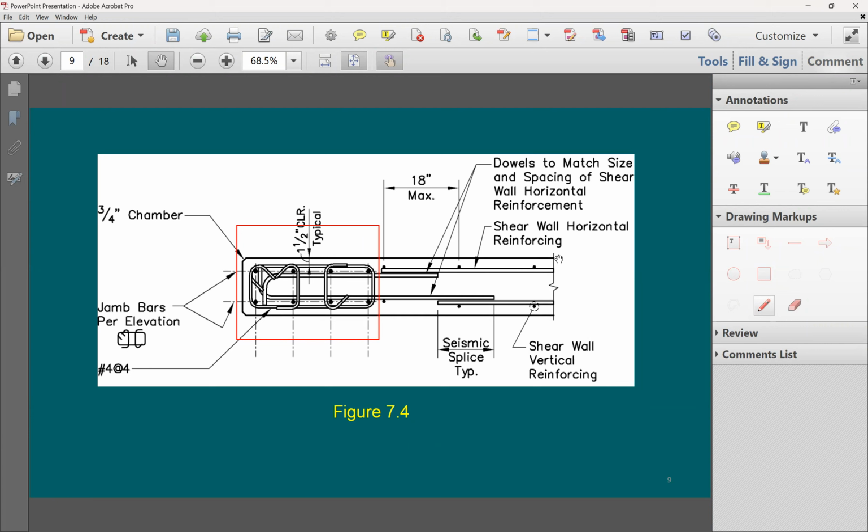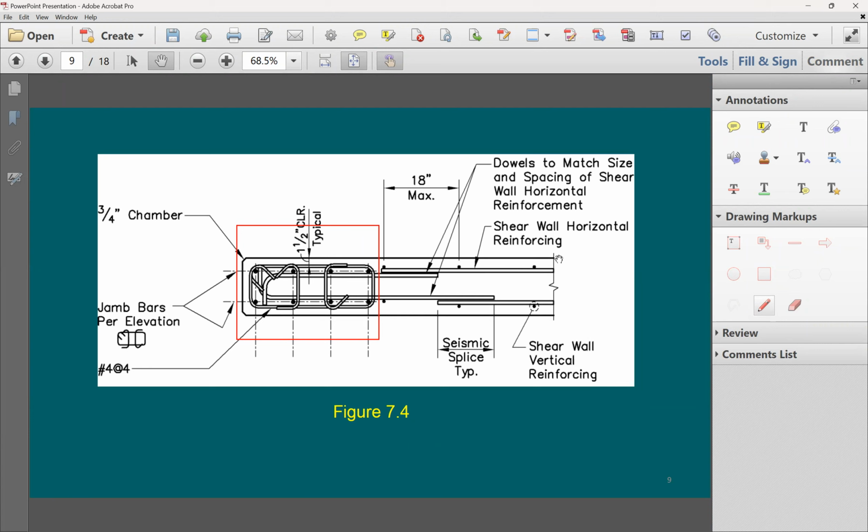The options I have are 16 inch and 14 inches. I can't use 16 inch because 16 inch is going to be greater than this value, and the steel ratio is going to be less than the 0.0025. So I'm going to go with 14 inch, because this is the maximum spacing, not the minimum spacing. So I'm going to go with 14 inch.